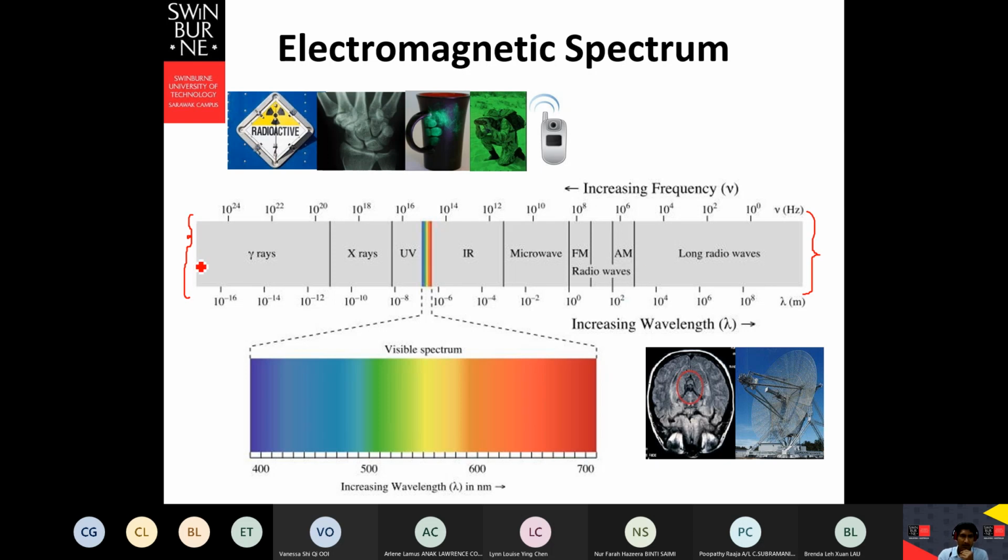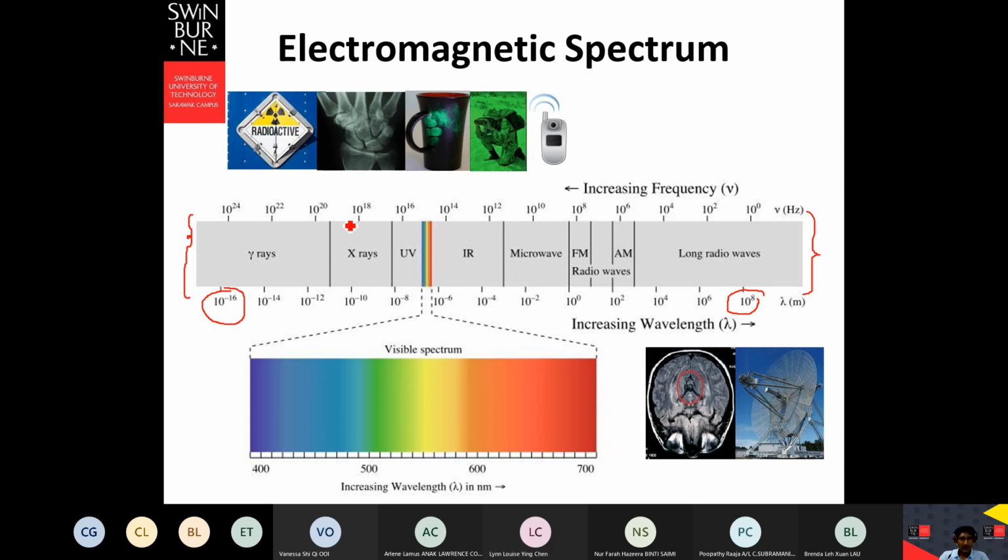So the wavelength starts from 10 to the negative 16 nanometers to 10 to the power 8 meters. So this is a very big range of wavelengths, from X-rays and gamma rays to long radio waves. These are the range of the spectrum.